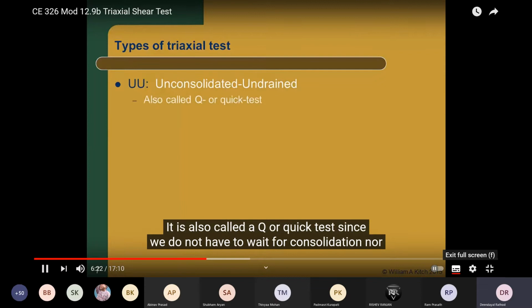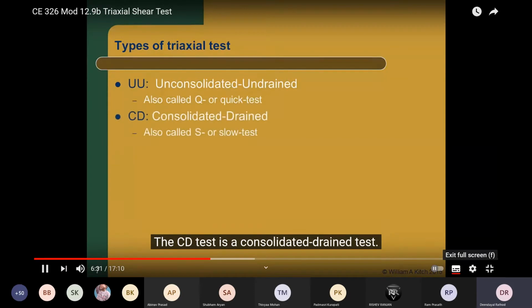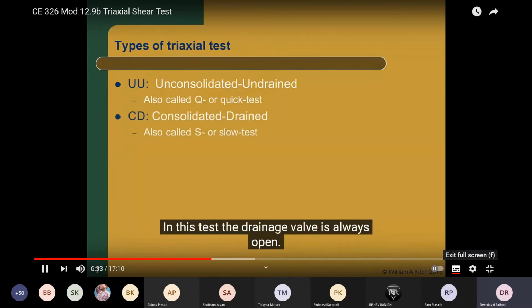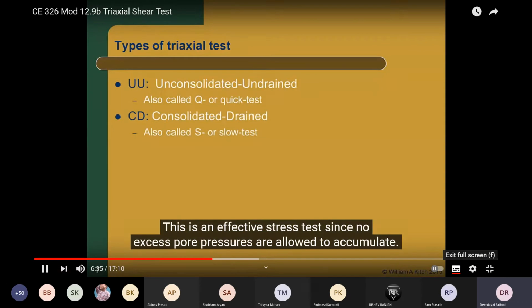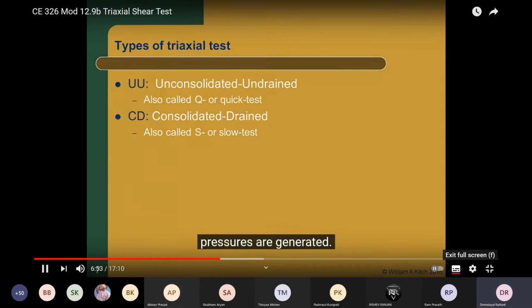It's also called a Q or quick test since we do not have to wait for consolidation, nor do we have to wait for drainage during the shear phase. The CD test is a consolidated drained test. In this test, the drainage valve is always open. This is an effective stress test since no excess pore pressures are allowed to accumulate. It's also called an S or slow test since we have to wait for consolidation to be completed during phase 1, and we have to shear the specimen slowly during phase 2 so that no excess pore pressures are generated.